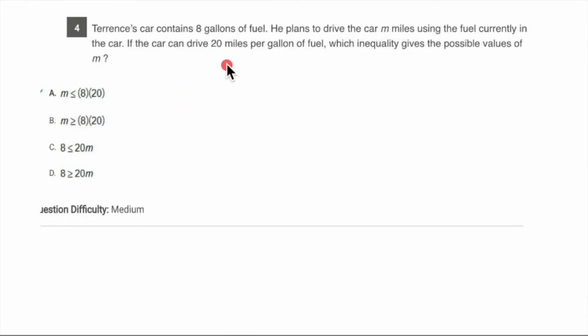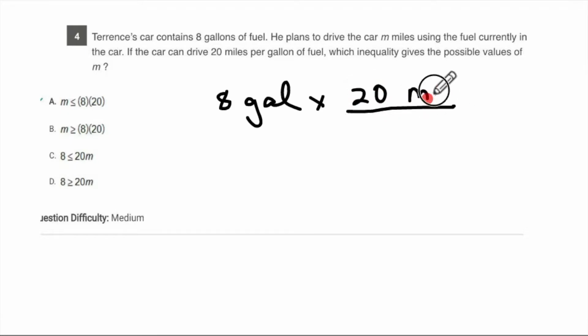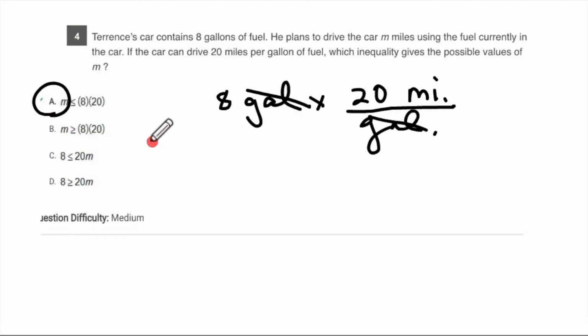So the way that I did it is he has 8 gallons of gas, and he plans to drive it, so we're figuring out how much fuel he needs, times 20 miles, because we're trying to figure out m miles. We're trying to figure out how many miles he can drive. So the gallons are going to cross out, so it's going to be 8 times 20 miles, and it has to be less than that because he can't use more than he has, so this is the solution.